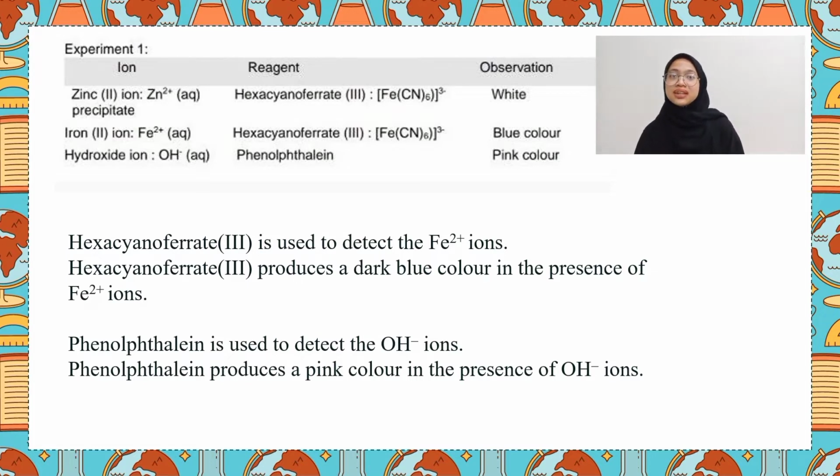Meanwhile, phenolphthalein is used to detect hydroxide ions. Phenolphthalein will produce a pink color in the presence of hydroxide ions. First of all, when Zn2+ reacts with hexacyanoferrate, it will produce only a white color because there is no presence of Fe2+. For the second one, Fe2+ reacts with potassium hexacyanoferrate to produce a blue precipitate. And the last one, because there is presence of hydroxide ion, phenolphthalein will change color from colorless to pink.